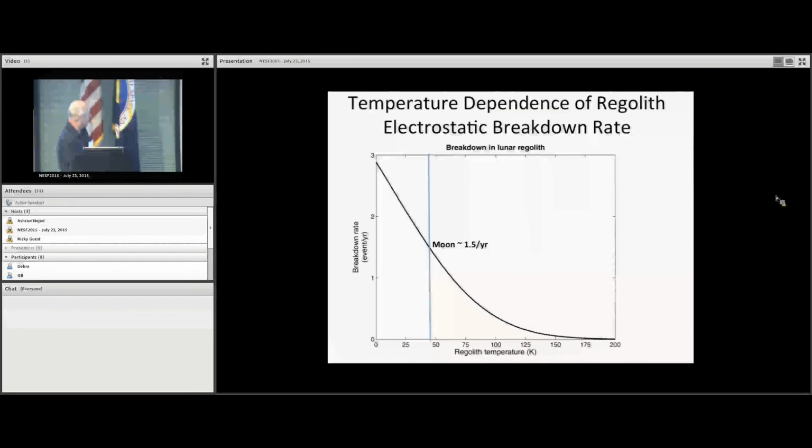We can then look at the electrostatic breakdown rate, and this has been estimated by looking at particular events. So this is the breakdown rate, events per year, again as a function of the regolith temperature. Here's the moon in the permanently shadowed region. So we have about 1.5 events per year.